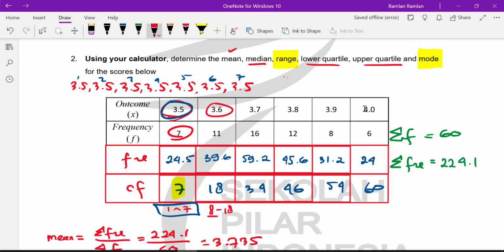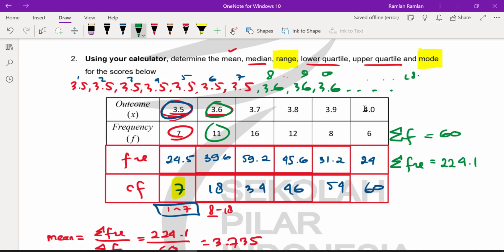Because the last data that we have is data number 7, right? So from data number 1 till data number 7 is 3.5, which means that 3.6 will start from data number 8. So I'm gonna write down here, that'll be 3.6. I have 11 of that, so it's 3.6, 3.6, and so on, until I get 11 of these, right? So which means that data number 8, number 9, number 10, until data number 18 is 3.6. Okay, so this is how you read the cumulative frequency.